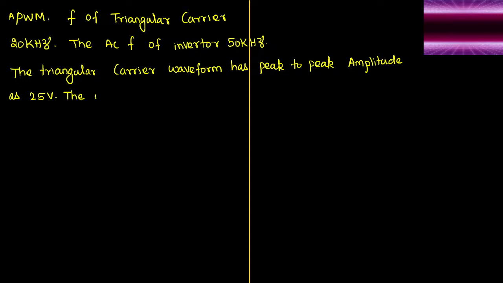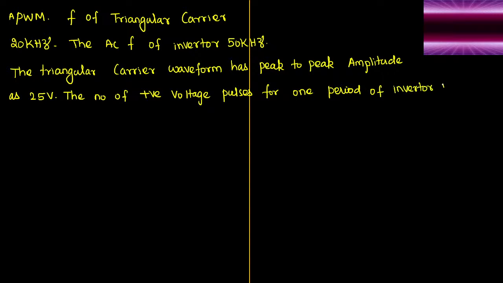The number of positive voltage pulses for one period of the inverter is dash. One period of the inverter is dash. That is the question. Now we have to estimate this value. Sir, how should I do this?